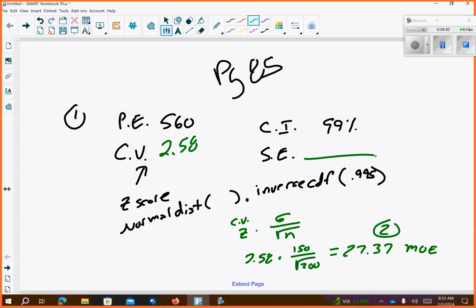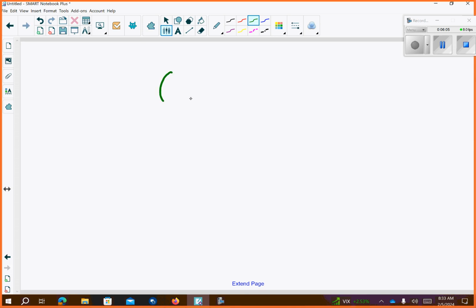So this means that we are 99% confident that the average paid by students will be within $27.37, which means for number 3, we're going to go 27.37 plus or minus.